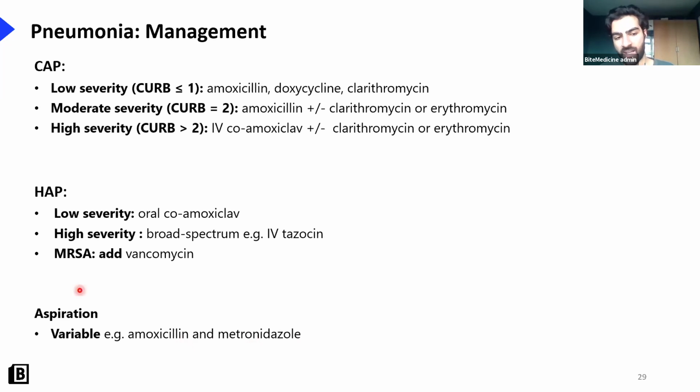Just going back to, remember, aspiration pneumonia can be caused by a number of bacteria from the gut, and that can include your gram-negatives, that includes your anaerobic bacteria. And that's why it's really important that we have broad coverage in aspiration pneumonia. Good, that's pneumonia in a nutshell.